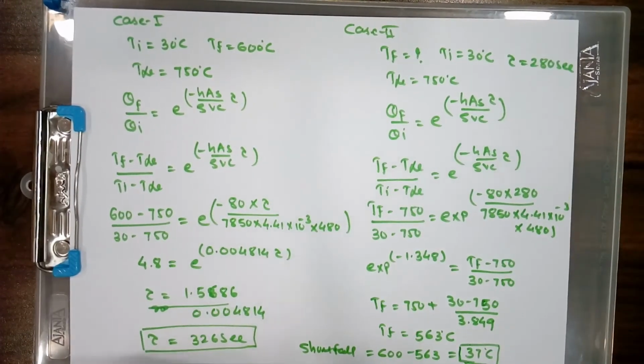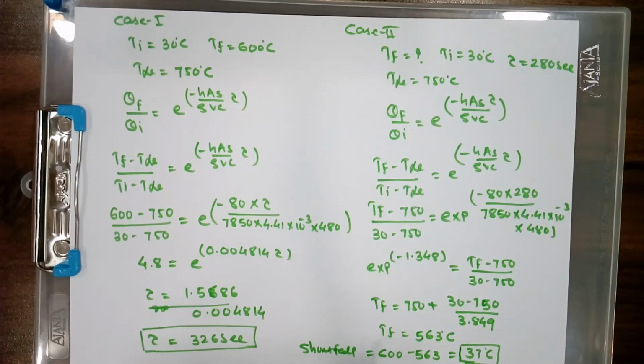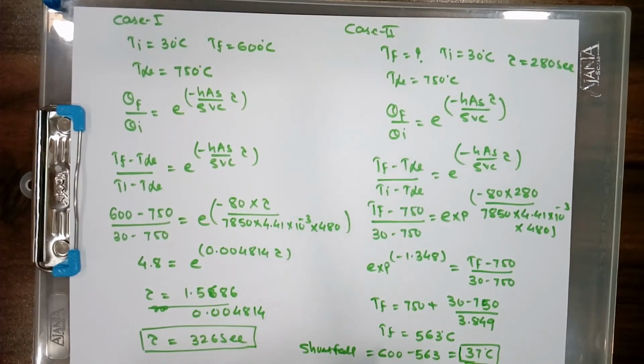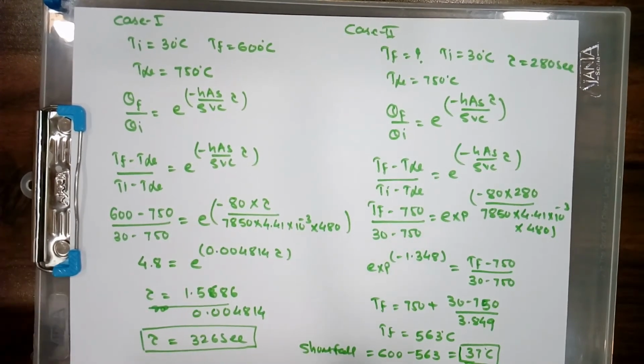So it shows that whenever we take the cylindrical piece out of the furnace at 280 seconds, it reaches a temperature of 563. So it is lagging by 37 degrees centigrade compared to case number 1.